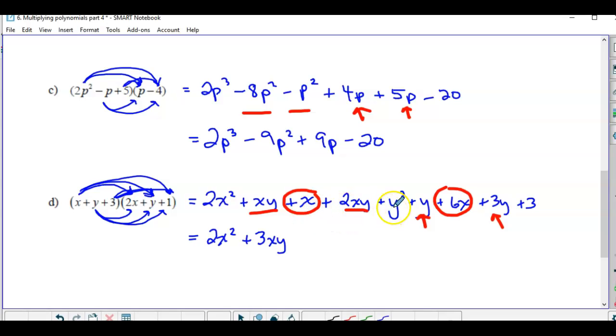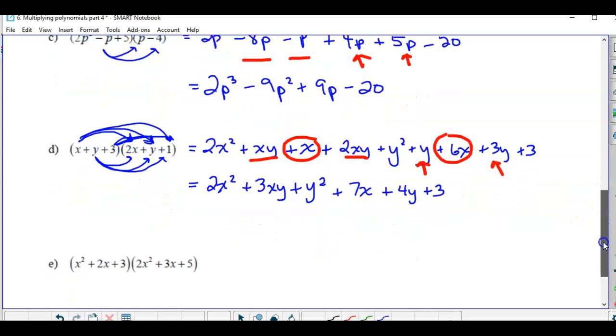Then I've got to do the next degree 2, which is a y squared. Then I'll do alphabetical order again. X's, so that'll be 1x plus 6x is 7x. And then 1y plus 3y is 4y. And then plus 3. Okay, so we had 9 terms to start, and now we're down to 6 terms because we had 3 pairs of like terms basically.